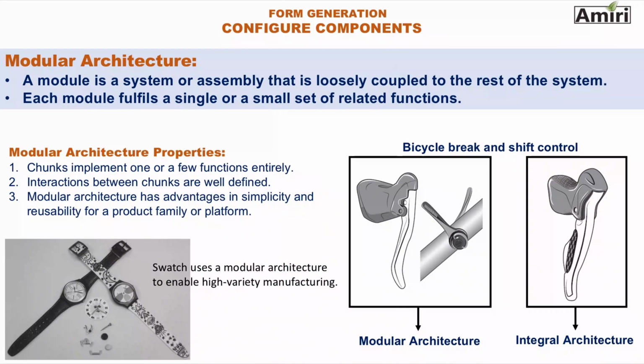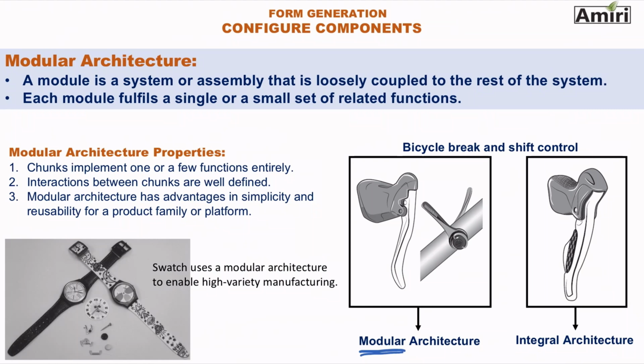The 2 major types of architecture that we would like to talk about: one is modular architecture, and the other is integral architecture. In the modular architecture, each module, which is a system or an assembly that is loosely coupled to the rest of the system, fulfills a single function or maybe a few small functions. A good example here is a bicycle brake and shift control system. The picture on the left is a modular architecture.